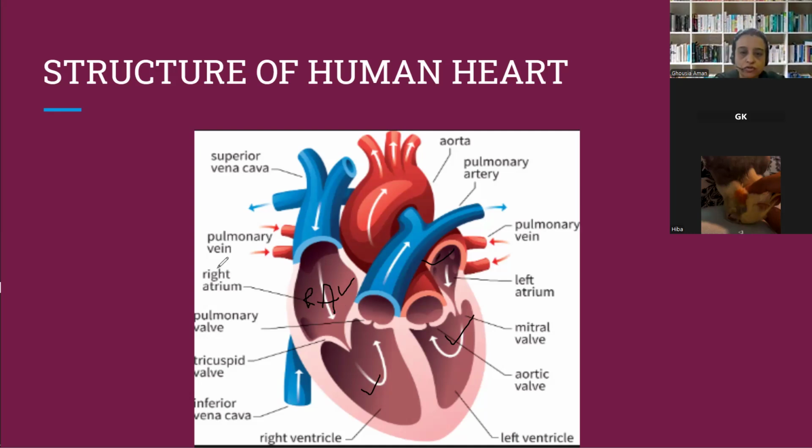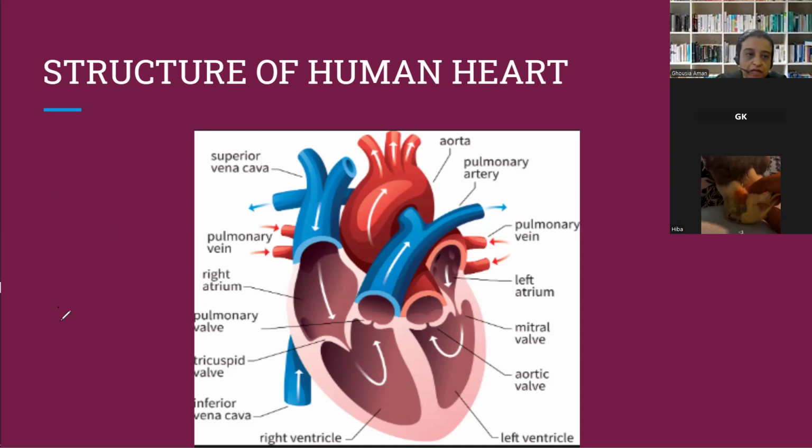All right. So sorry, right atrium, left atrium, right ventricle, left ventricle. So the heart is divided into 4 chambers. The upper two are right atrium and left atrium. The lower two are right ventricle and left ventricle.